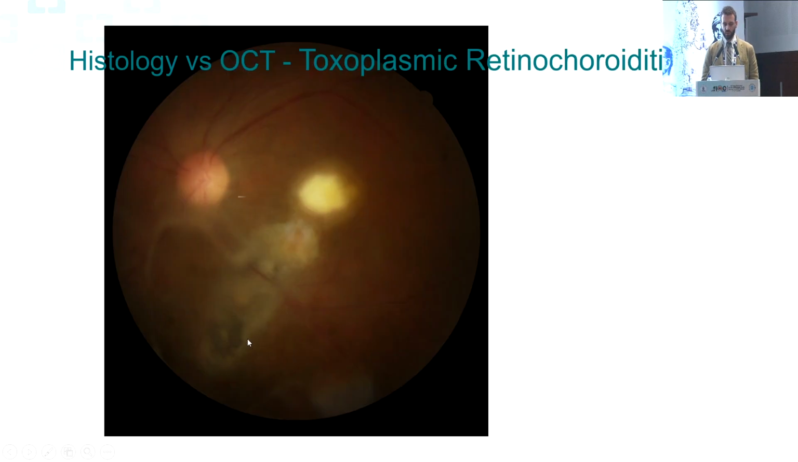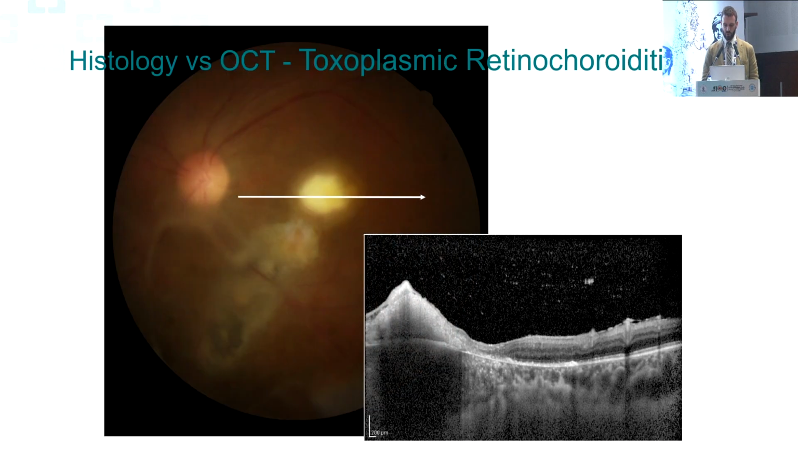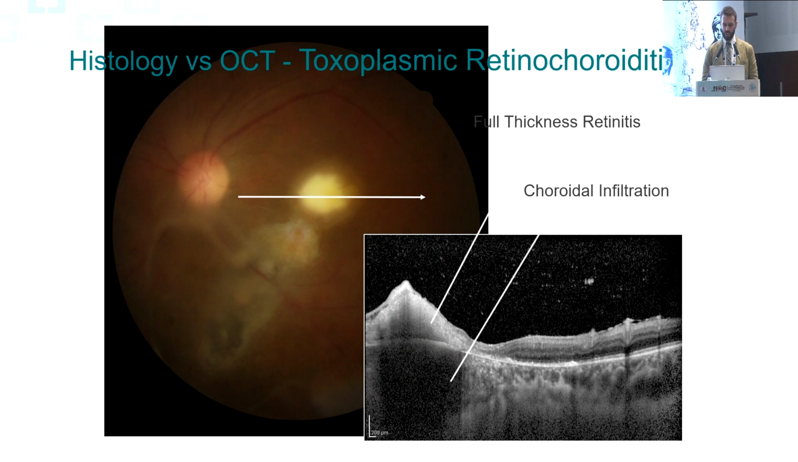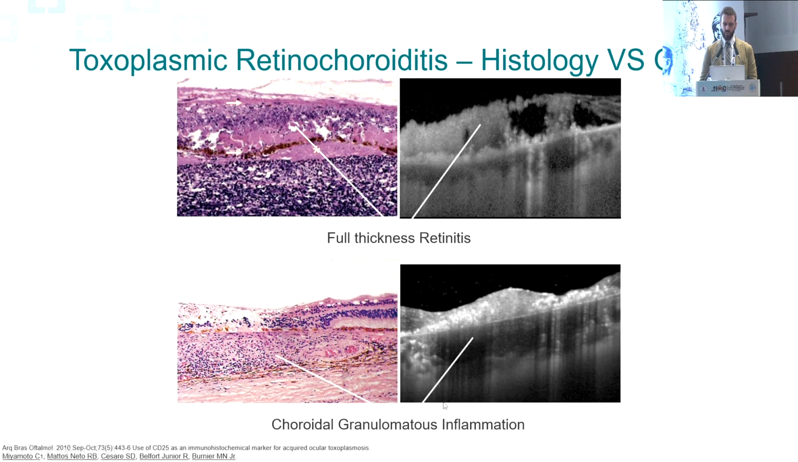When you deal with toxo, we heard a beautiful talk on toxoplasmosis. On OCT, you have both the full thickness retinitis and the choroidal infiltration. So this could be probably granulomatous and secondary, but this is probably a retinochoroiditis. Again, comparing OCT and histology in toxo, here you have your retinitis, full thickness, and here you have your choroidal granulomatous inflammation, so the choroid is affected as well.